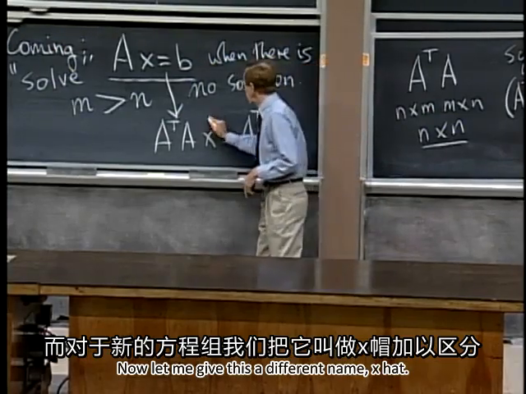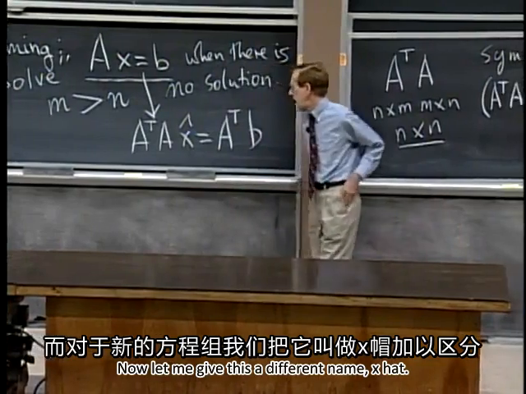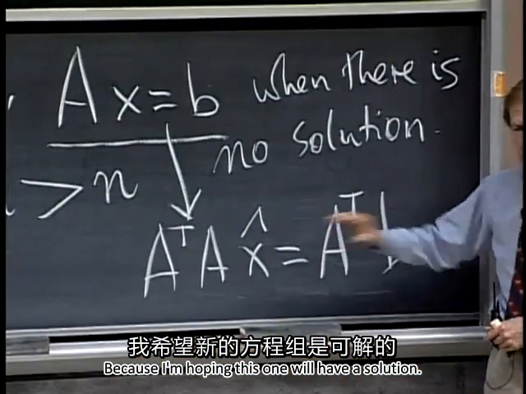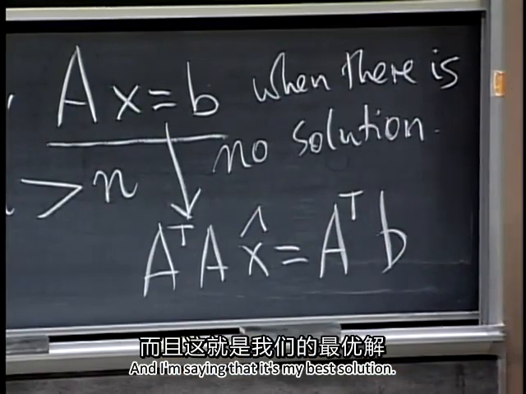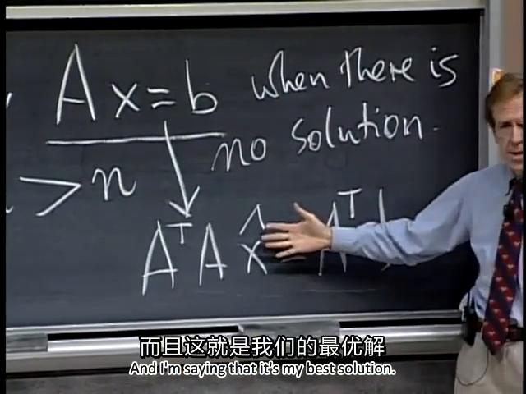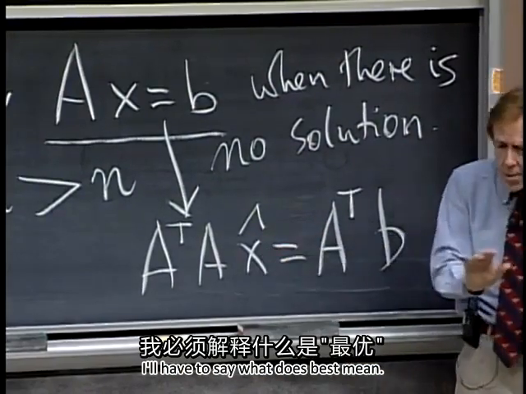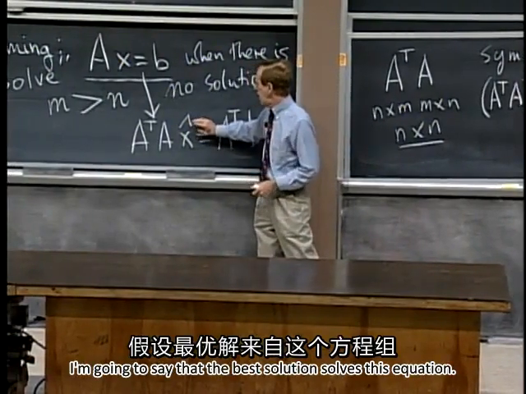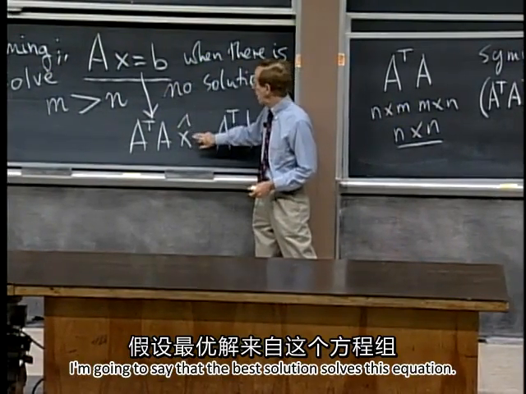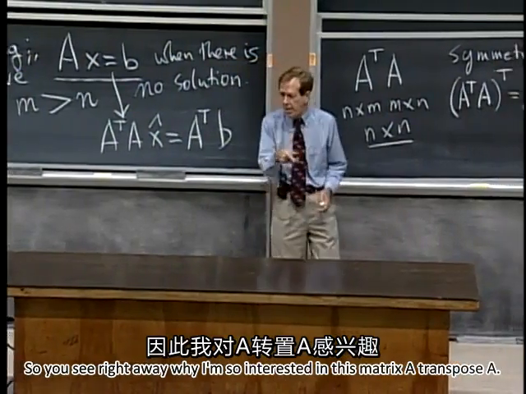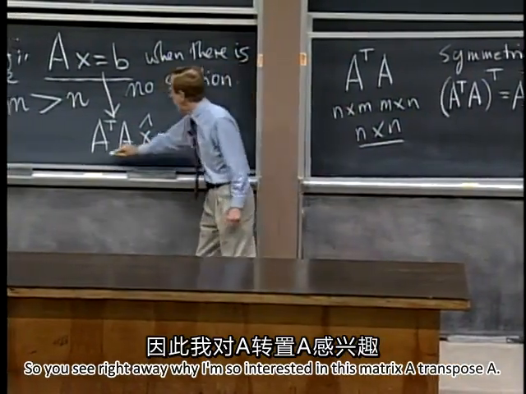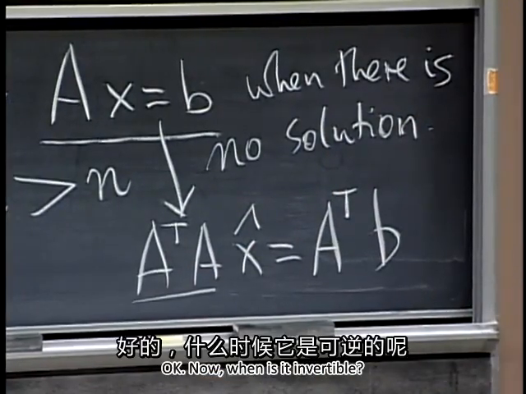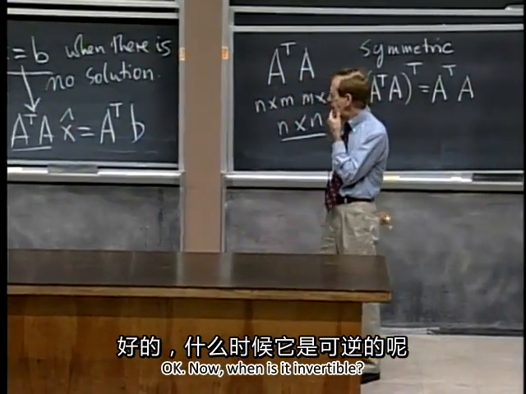Now, let me give this a different name, x hat, because I'm hoping this one will have a solution. And I'm saying that it's my best solution. I'll have to say, what does best mean? But that's going to be my plan. I'm going to say that the best solution solves this equation. So you see right away why I'm so interested in this matrix, A transpose A, and in its invertibility. Okay. Now, when is it invertible?